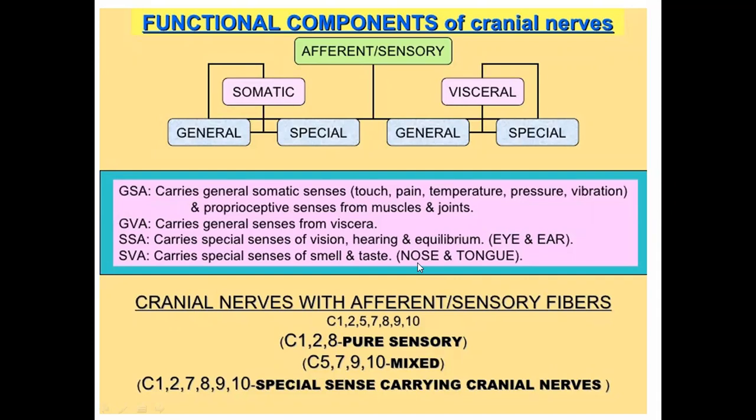So we have seen that the afferent component has two major divisions: somatic division and visceral division. Somatic means it is the body wall. Under this you have general and special. Under visceral, viscera means it's coming from the viscera, general and special subdivisions. Now we need to look at the cranial nerves which have these components.